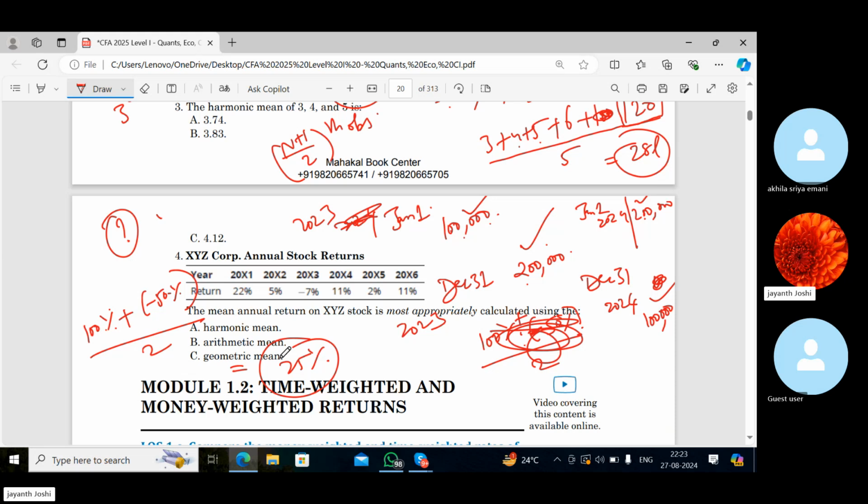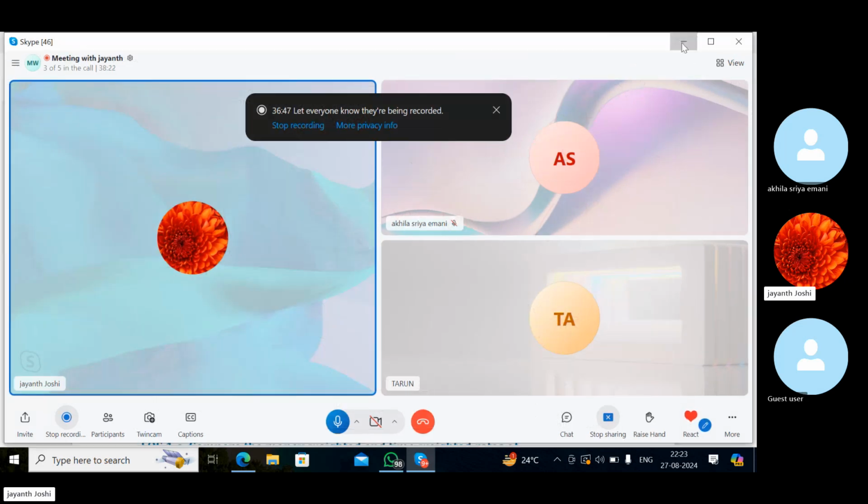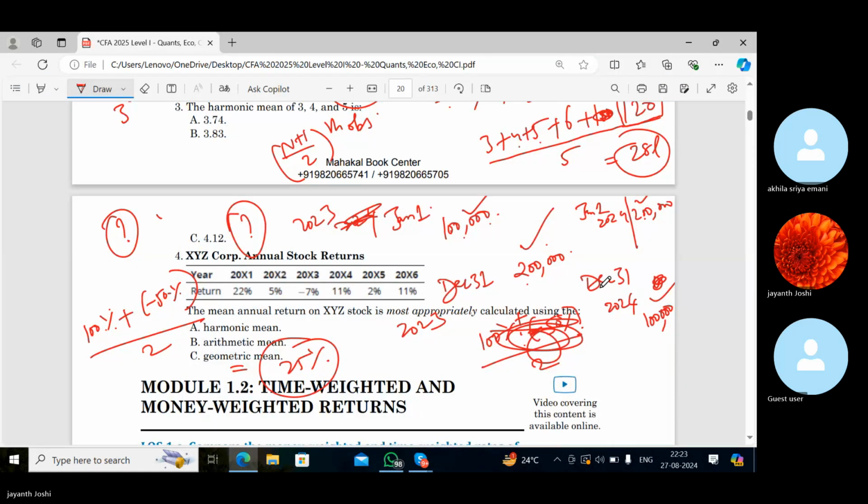Do you think you have earned 25% returns here or more? Please tell. My question is, do you think you have earned 25% returns or more? Akila, you are not answering. Tarun, please tell. I think 25% only. Okay, Akila.